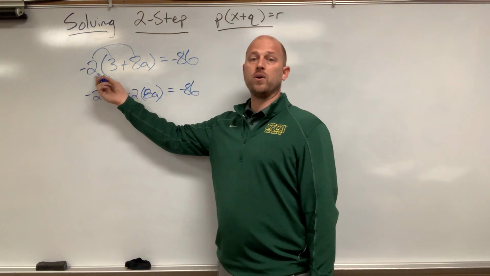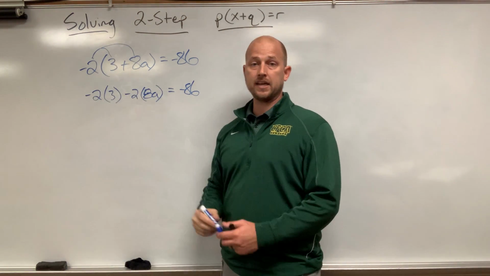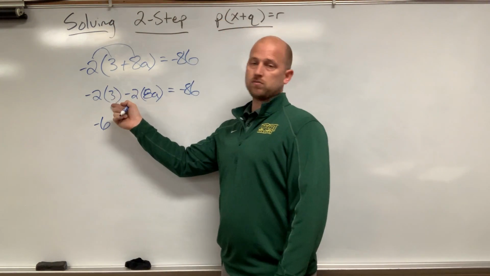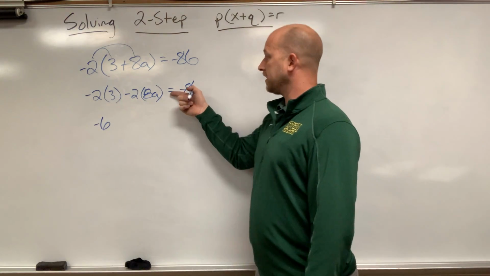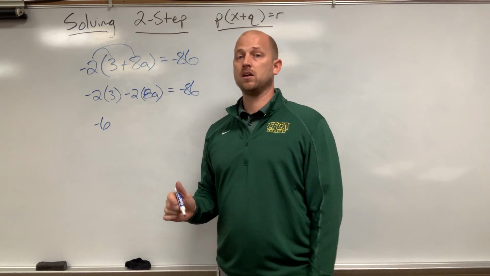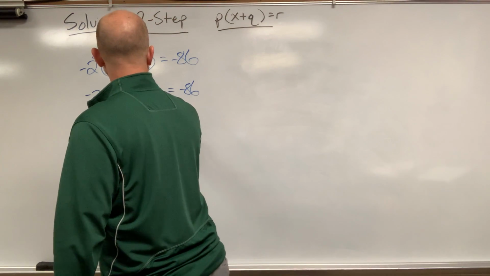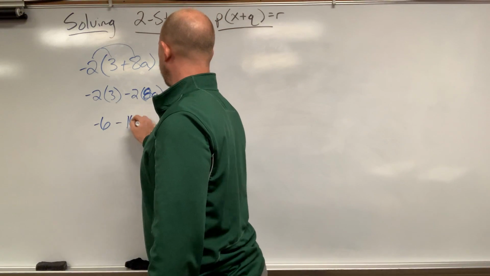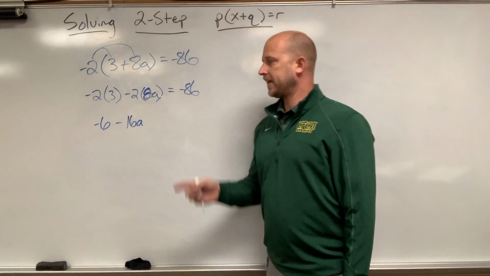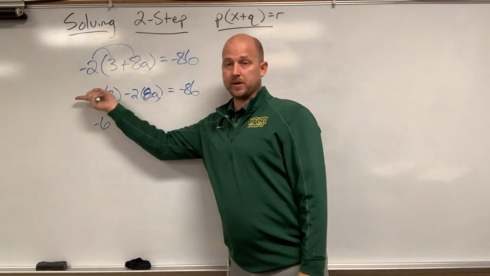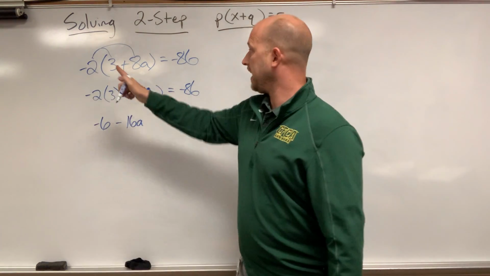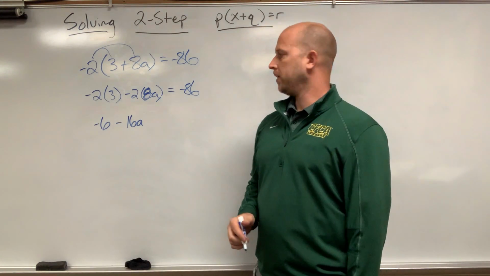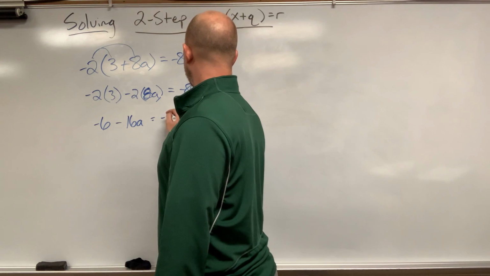If you go in your head, you multiply negative 2 times positive 3, and you know that gives you a negative 6. You don't have to write this. If you feel it's best for you to write this and show all your steps, I'm okay with that. Then negative 2 times a positive 8 is a negative 16a. Again, this step is not needed to be written. You can do this in your head at this point. I will allow it. Last lesson, I needed you to show it. And then of course equals negative 86.